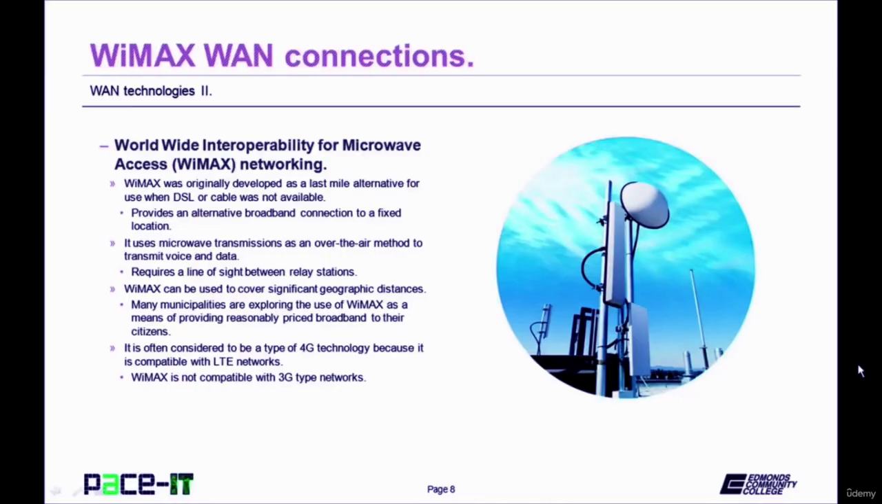Also, many municipalities are exploring the use of WiMAX as a means of providing reasonably priced broadband to their citizens without having to wire every household. WiMAX is often considered to be a type of 4G technology because it is compatible with LTE networks. But WiMAX is not compatible with third generation cellular networks.